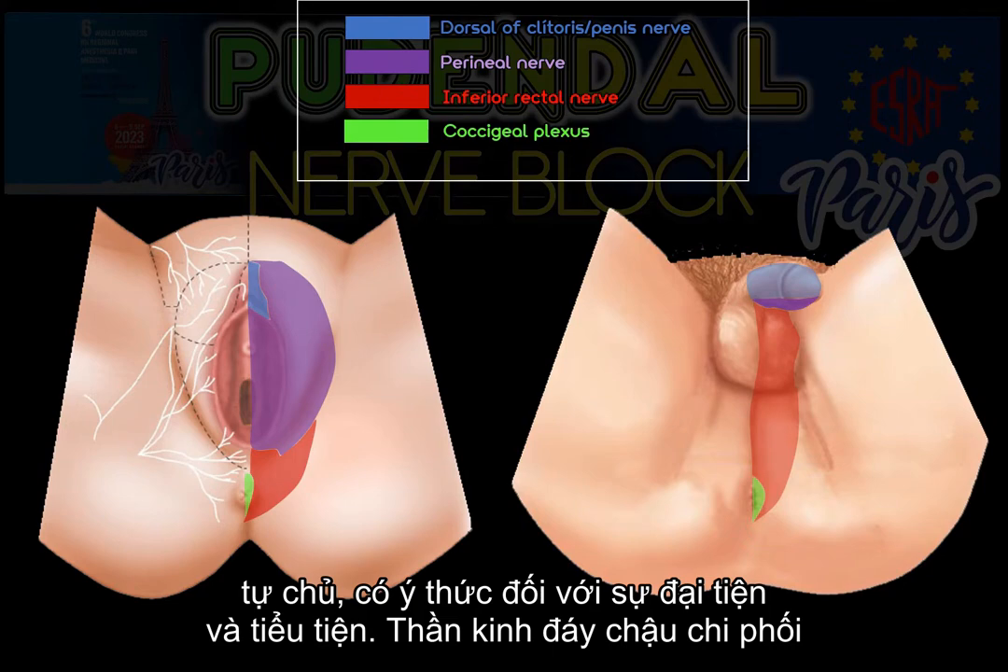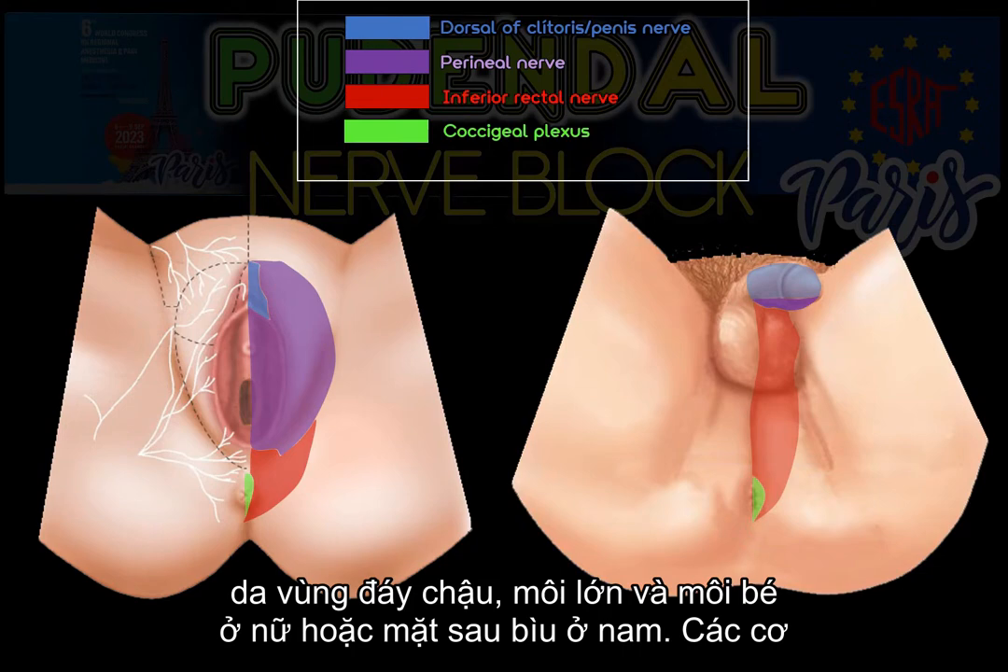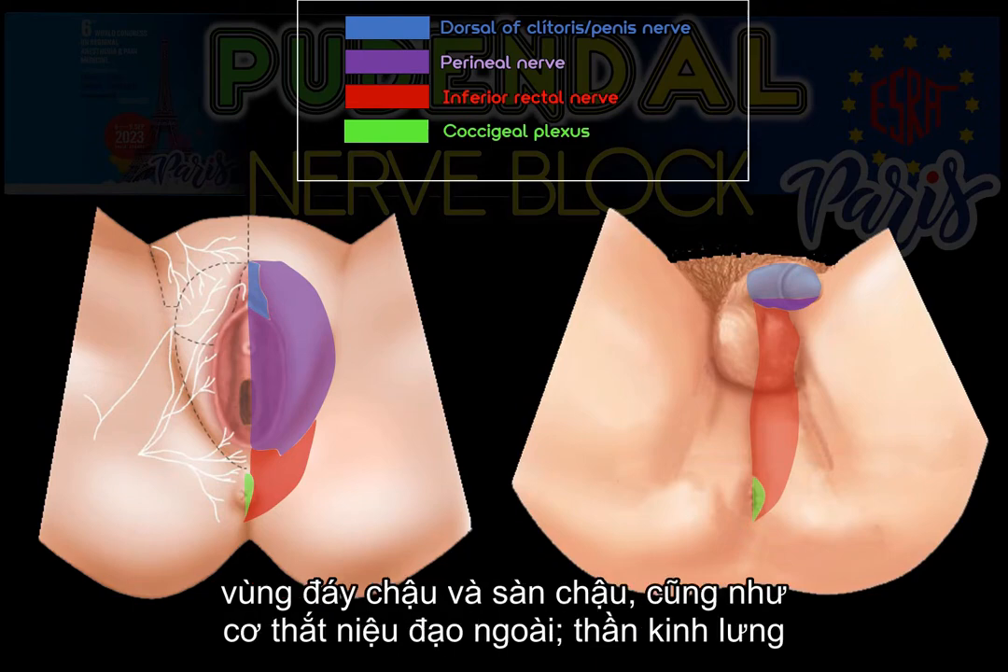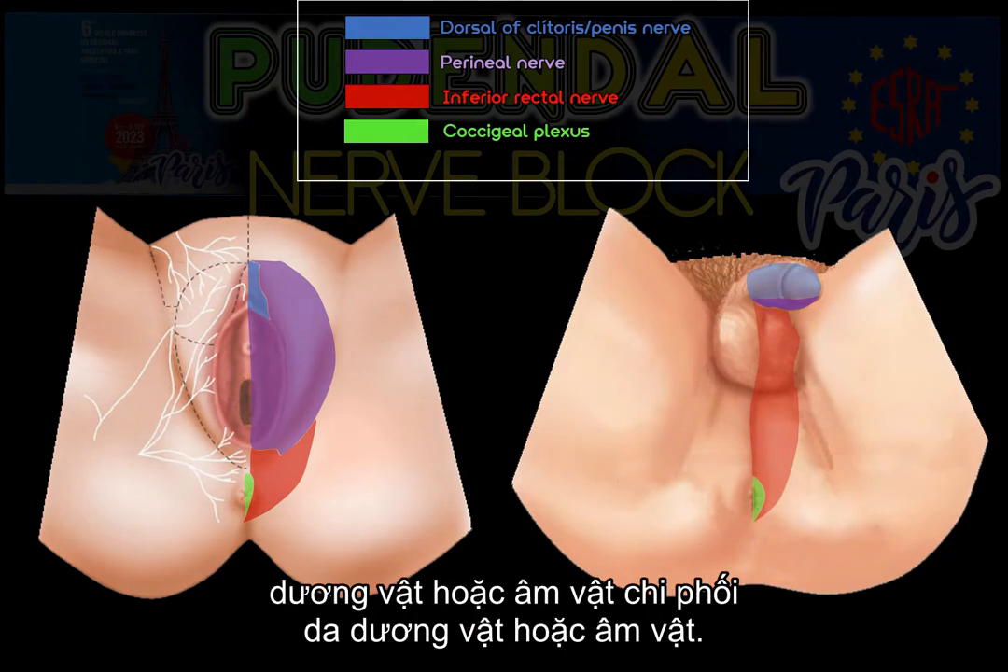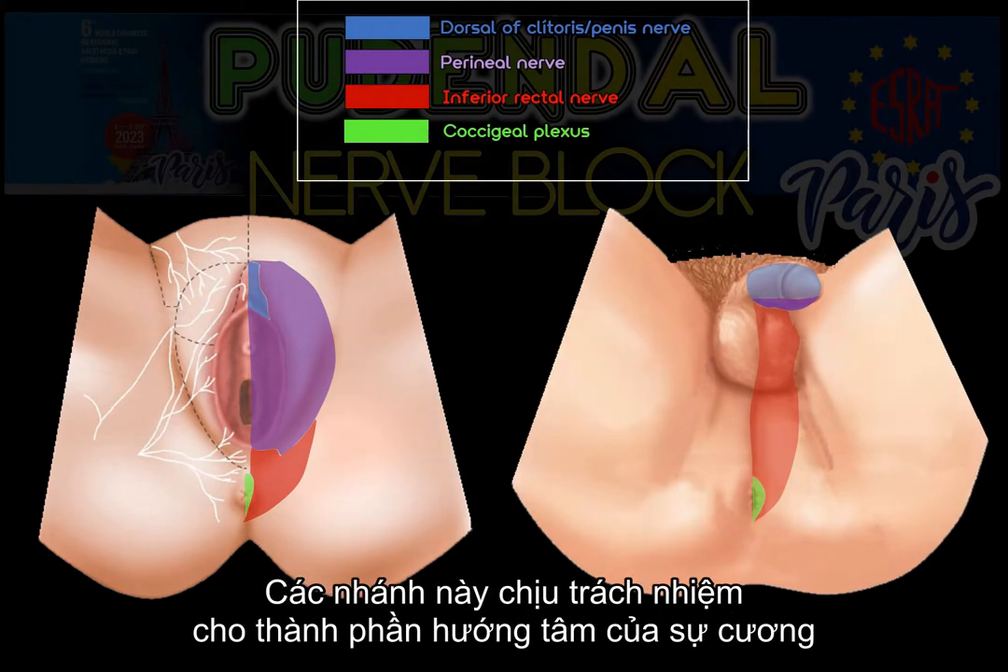The perineal nerve innervates the skin of the perineum, labia minora and majora, or posterior scrotum, muscles of the perineum and pelvic floor, and the external urethral sphincter. The dorsal nerve of the penis or clitoris innervates the skin of the penis or clitoris. They are responsible for the afferent component of penile and clitoral erection.